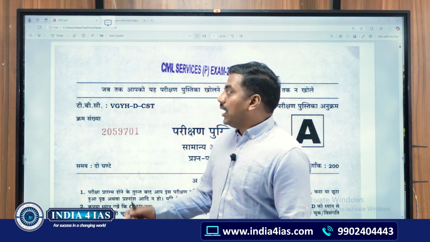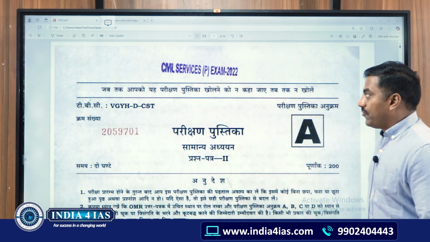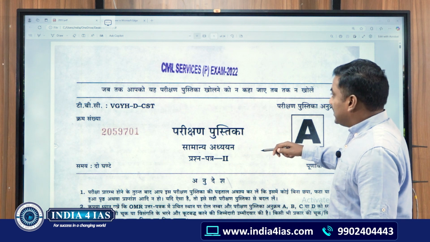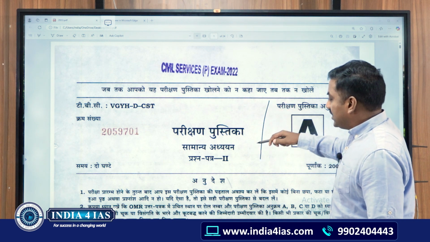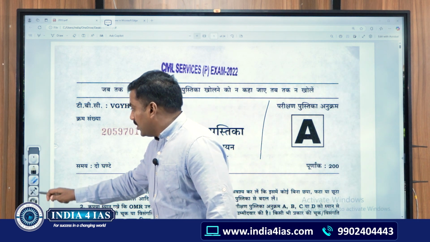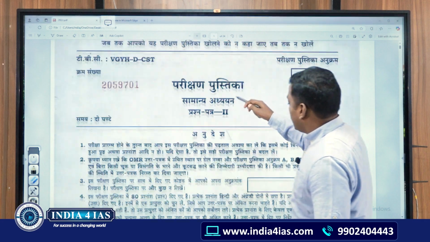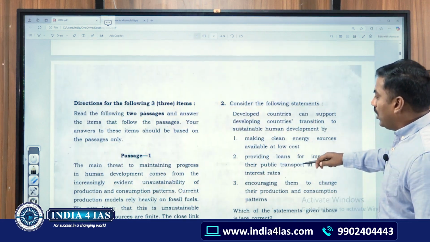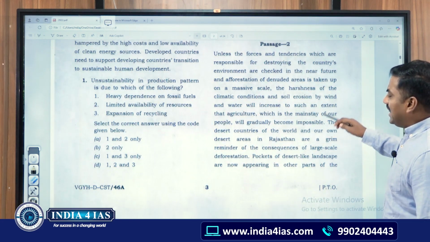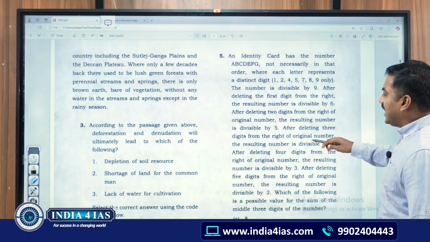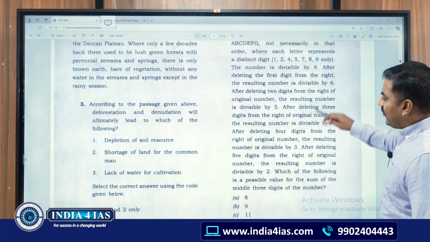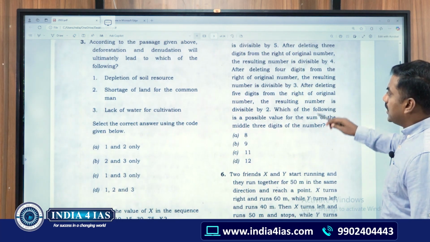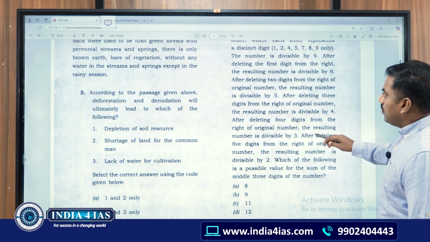So let us download the question paper from the UPSC website itself, and in this we have to see question by question. If you look at the question paper overall, this is a bit of a lengthy paper. Lengthy in the sense that if you look at the length of each question, it is a bit longer compared to other years.